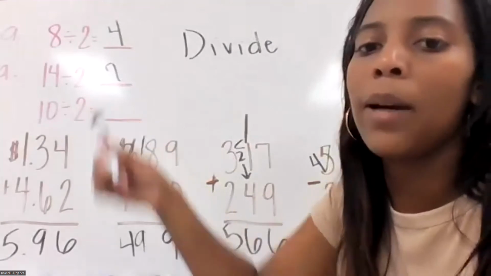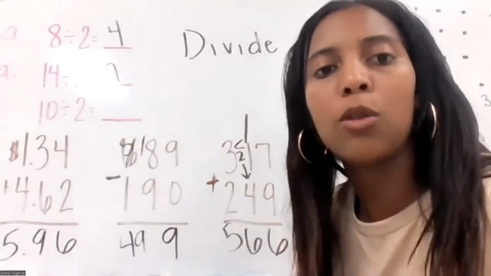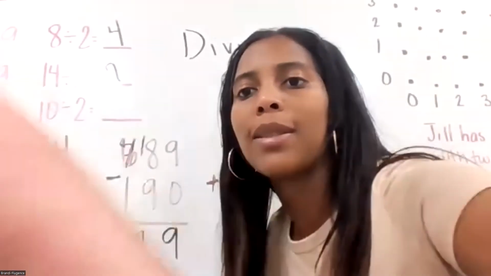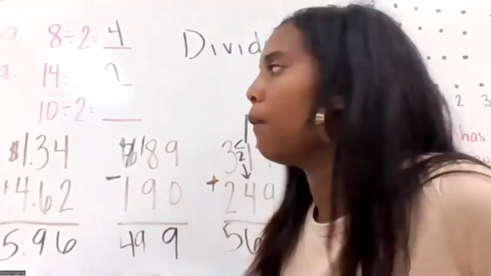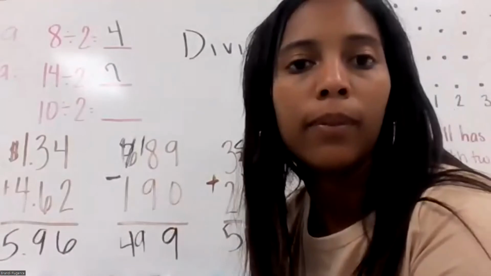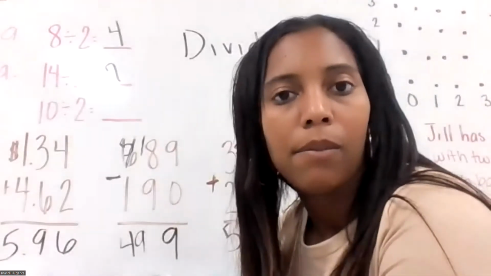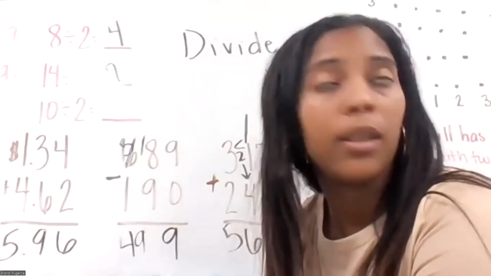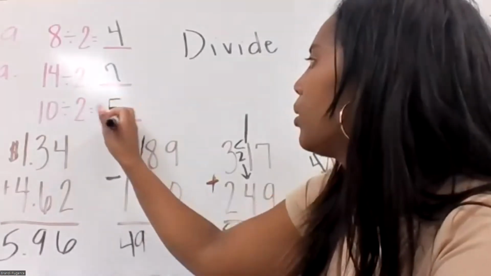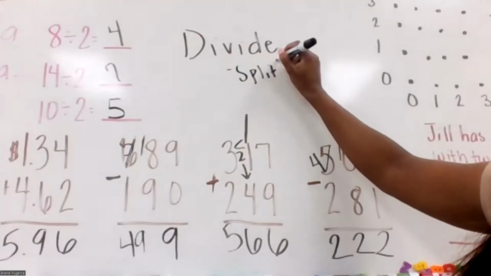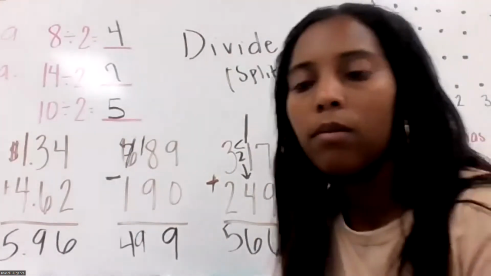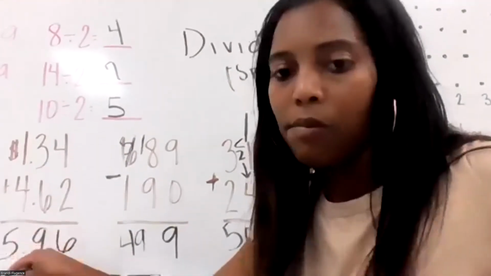And then 10 divided by 2. If I have 10 and I split it into 2 pieces, how many would I have on both sides? 10 divided by 2. It's 5. Good. So divide means to split. Divided means split.